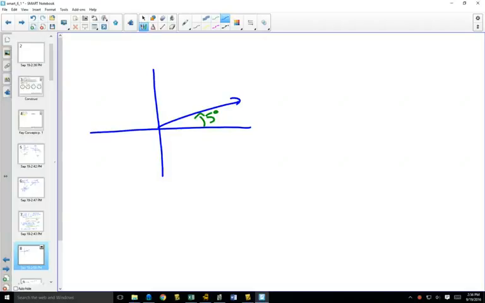85 plus 5 adds up to 90. Any two angles that add up to 90 are called complementary. That starts with CO, but it's not coterminal. Angles that add up to 180 are called supplementary, but those aren't coterminal either.